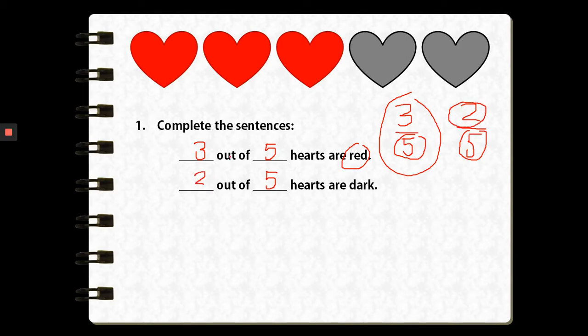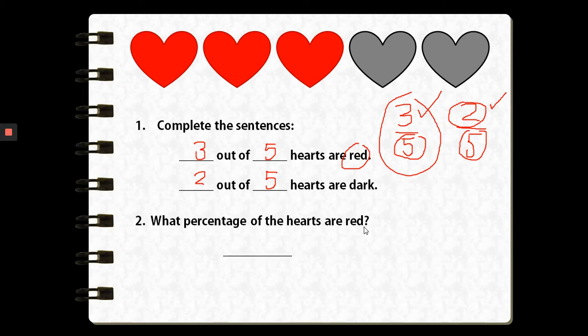So 3 out of 5 hearts are red, which is this fraction, and 2 out of 5 hearts are dark, which is the second fraction. So that's it. Now let's proceed to the second.